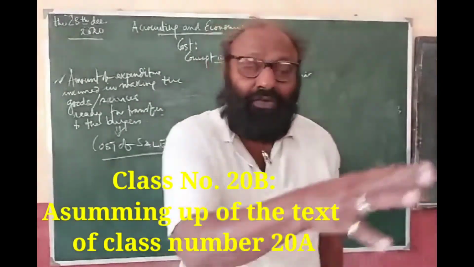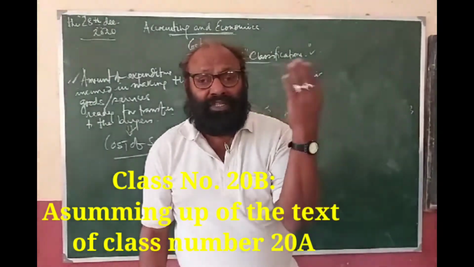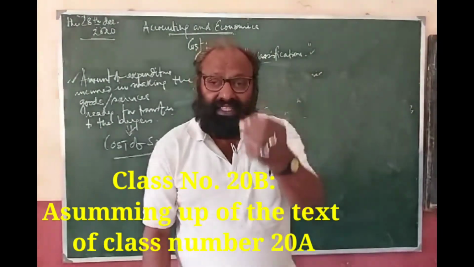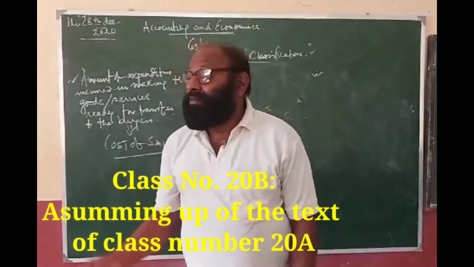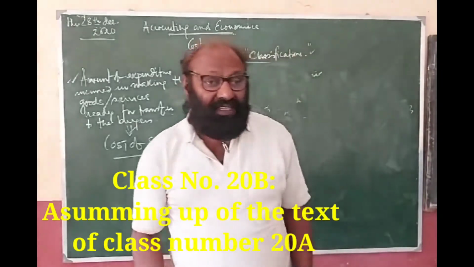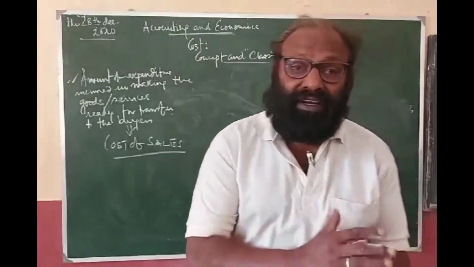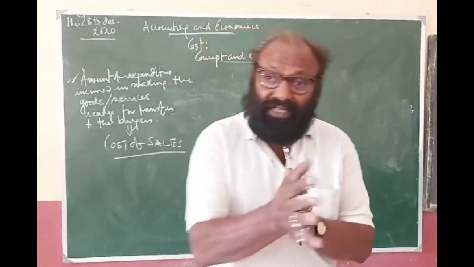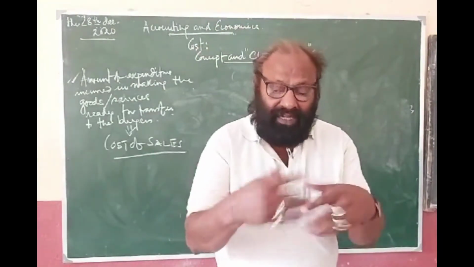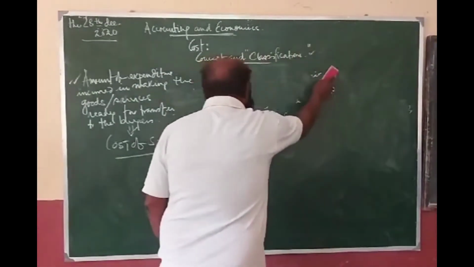One, to the person who is buying only, to the buyer. To the buyer, the cost refers to the sacrifice to get the thing, and to the producers and suppliers, cost refers to the cost of sales. It is the total amount incurred for making the commodity or the services ready to transfer to the buyer. Clear? Now this is classification of cost.